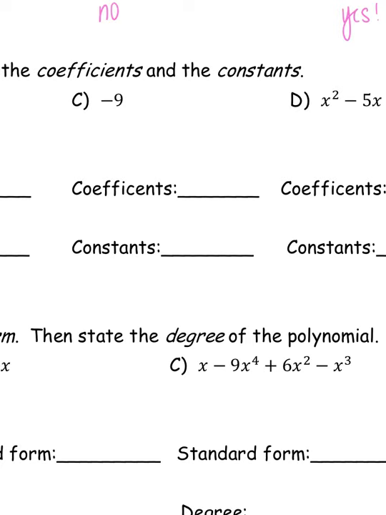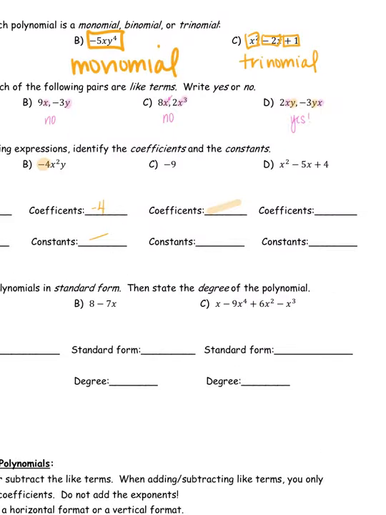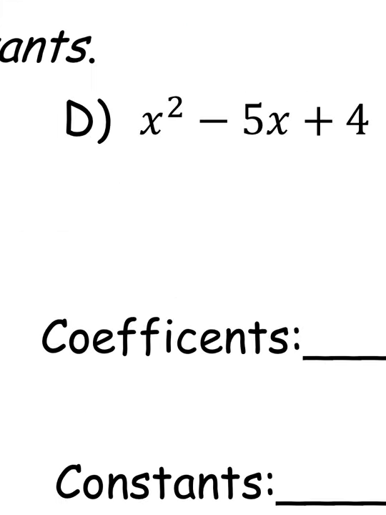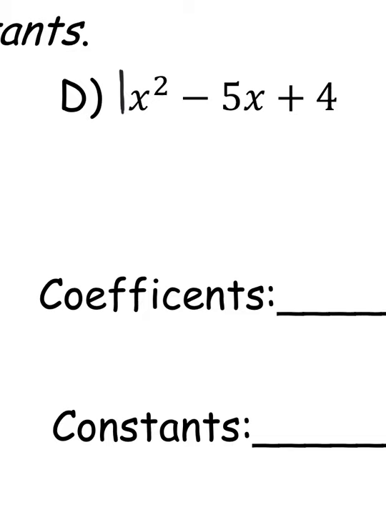Here, I don't have a coefficient because there is no variable, so I don't have a number in front of a variable. But here my constant is -9. -9 stands alone. All right, so here my coefficients, my numbers in front of my variables. Whenever we have a variable by itself, we assume there's a 1 in front of it. So whenever there's a variable with no number in front of it, it does have a coefficient of 1. So in this case, our coefficients are 1 and -5. So I'm going to put 1, -5. And then my only constant here is my 4. So my constant is 4.